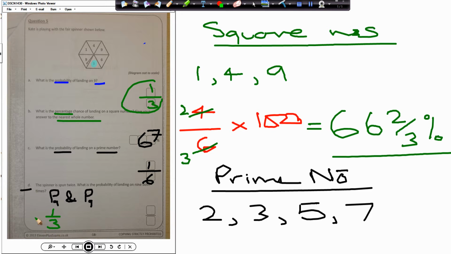What does the word 'and' mean in probability? I told you last time: the word 'and' means times. Now, the probability of the second 9 doesn't depend on you getting the first 9. It is called an independent event, so it's going to be exactly the same fraction. Do you remember in the last paper, we had to change the fractions because we took one out and had one less? This is not that, this is called independent events. So we get 1/3 times 1/3, which gives us a nice answer of 1/9.